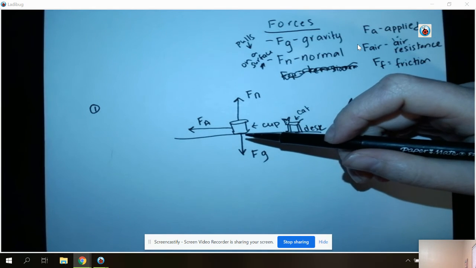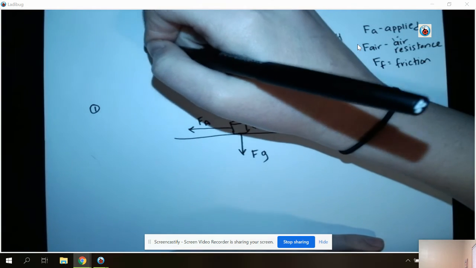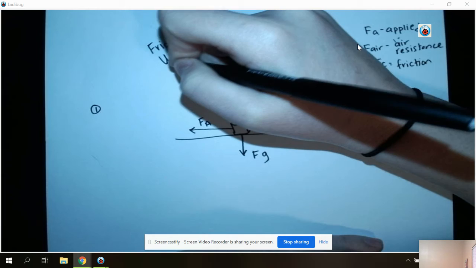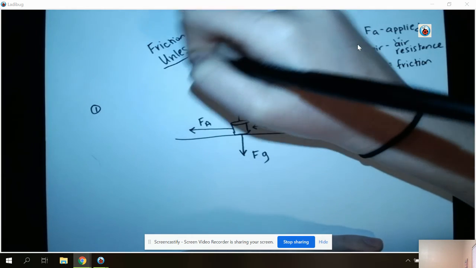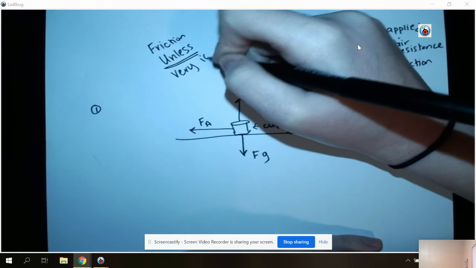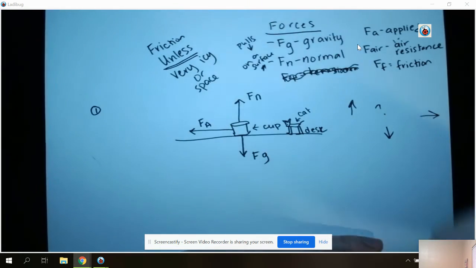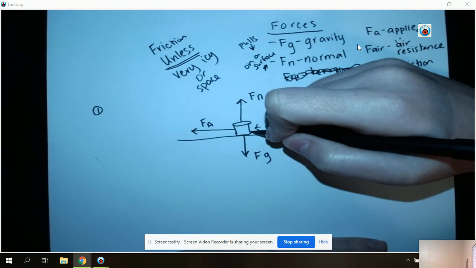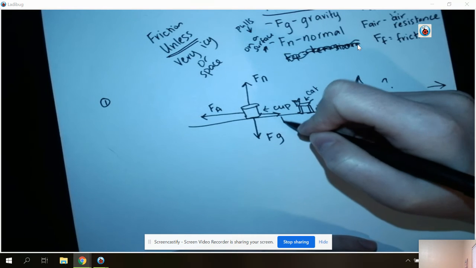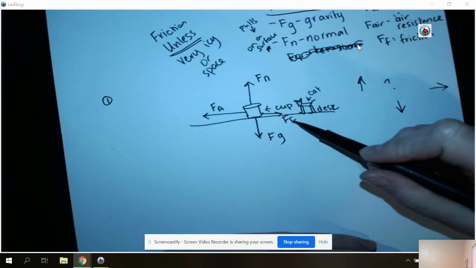However, there is a little bit of friction between the table and the cup. So remember, there is friction unless it's very icy or space. So there's friction between surfaces. In this case, this force of friction is going to go this way. It's going to go in the opposite direction of the movement. So here's big F, little f.